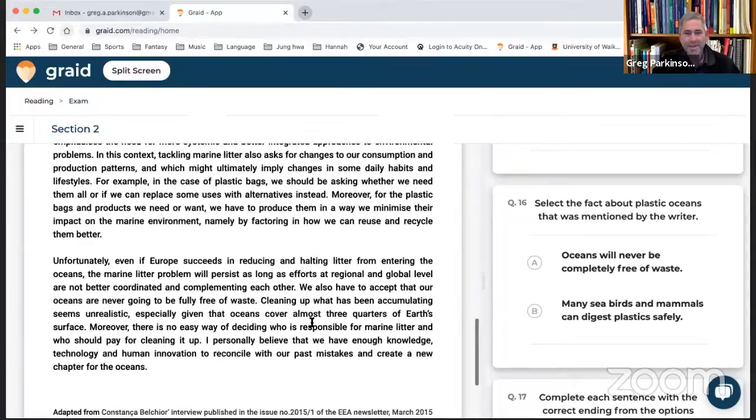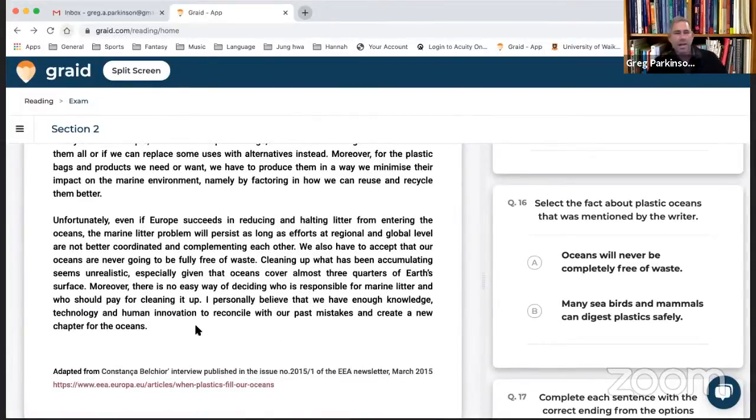Again, I'm just looking for any instances of the word ocean. We can see oceans at the bottom here, and I can see above there oceans. And when I find that instance of oceans, I can see above the word waste. So a little bit of luck to find that way. But the sentence tells us we also have to accept that our oceans are never going to be fully free of waste. So definitely our prediction about B being incorrect was the right prediction.